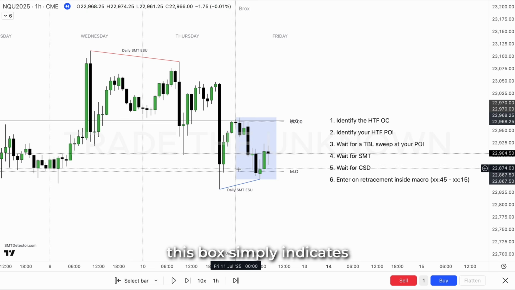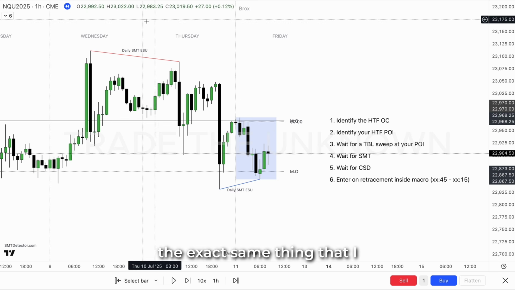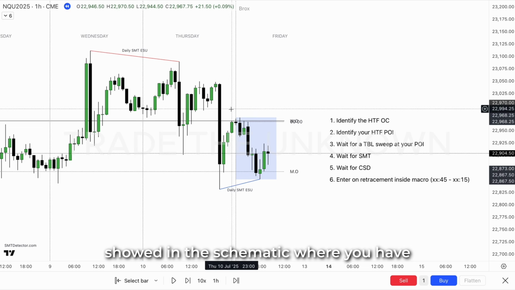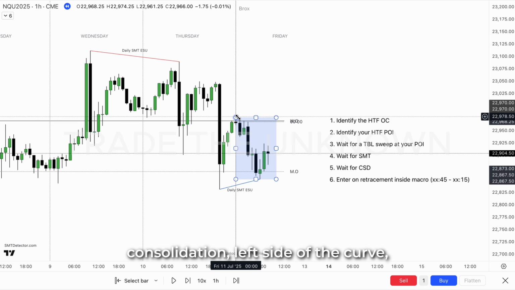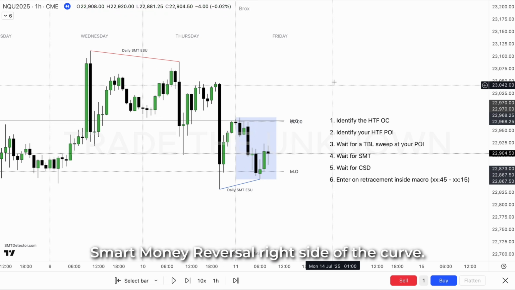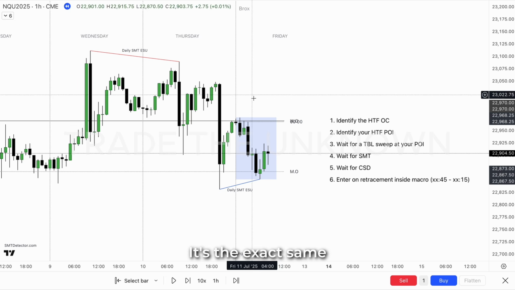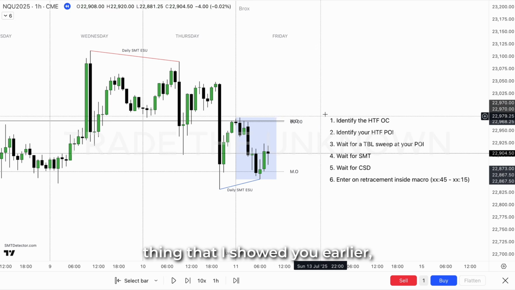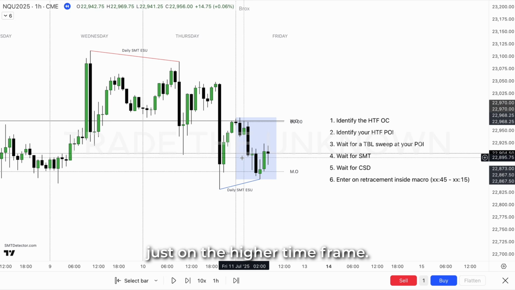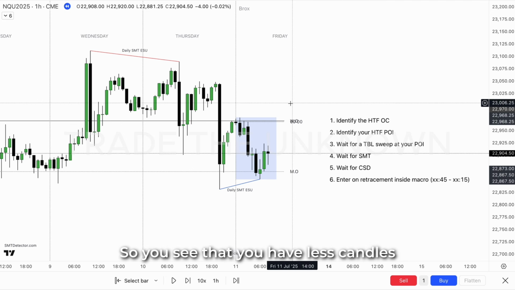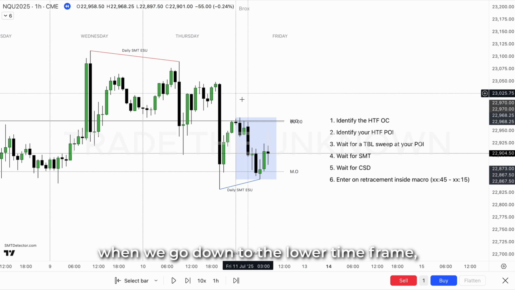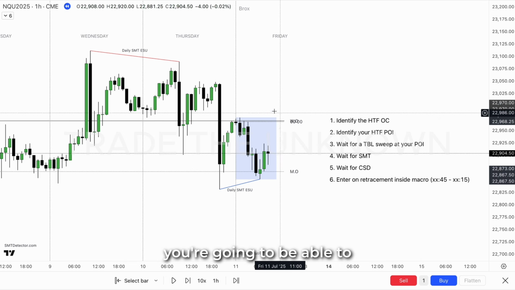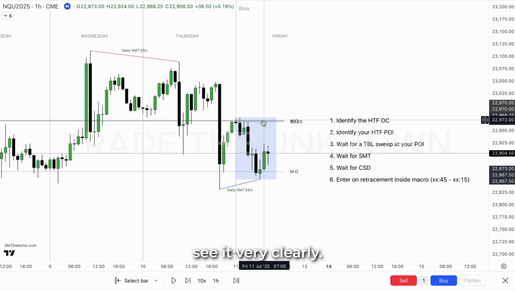This box simply indicates the exact same thing that I showed in the schematic, where you have the original consolidation, left side of the curve, smart money reversal, right side of the curve. It's the exact same thing that I showed you earlier, just on the higher time frame. So you see that you have less candles to look at, but in a second when we go down to the lower time frame, you're going to be able to see it very clearly.